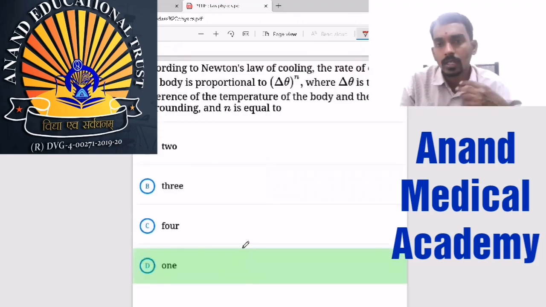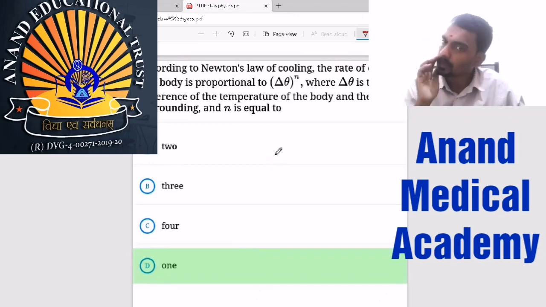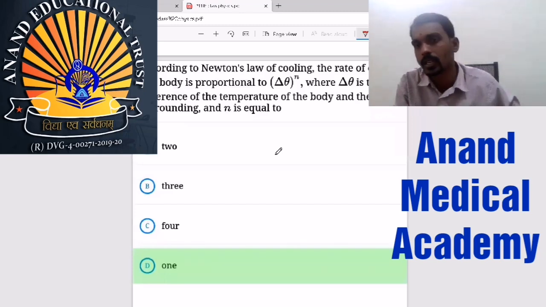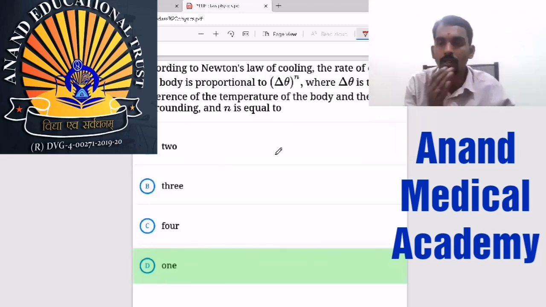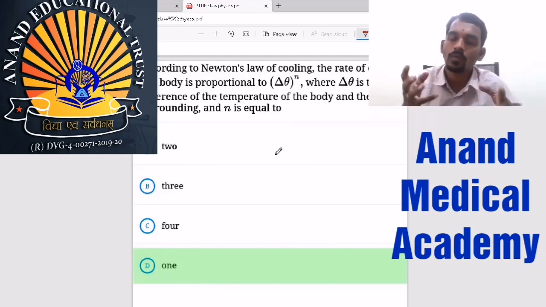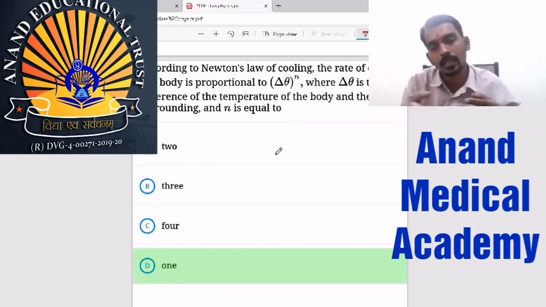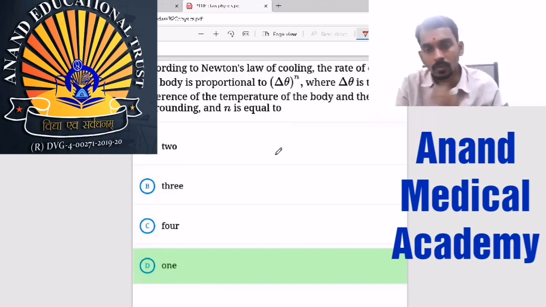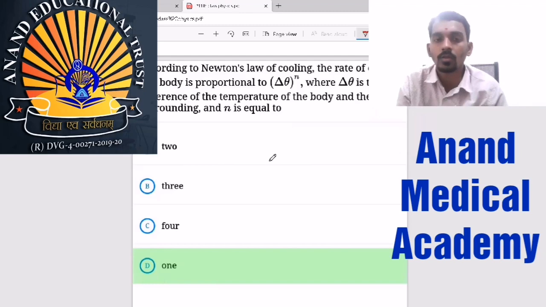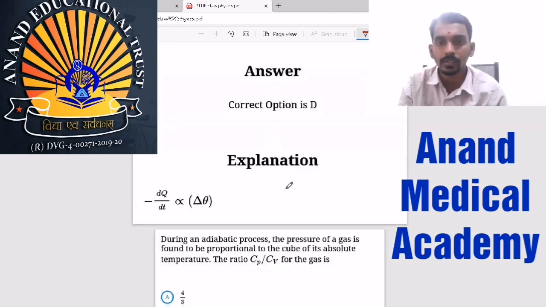And Newton's law of cooling is also one of the important things. Here it is a theoretical question, but most of the time they used to ask: the time taken to reduce the temperature from theta 1 to theta 2 is T1. Then what is the time, or what is the final temperature after time T2? Like that, comparison based questions will come. So once check those kind of questions, how to do it, please.